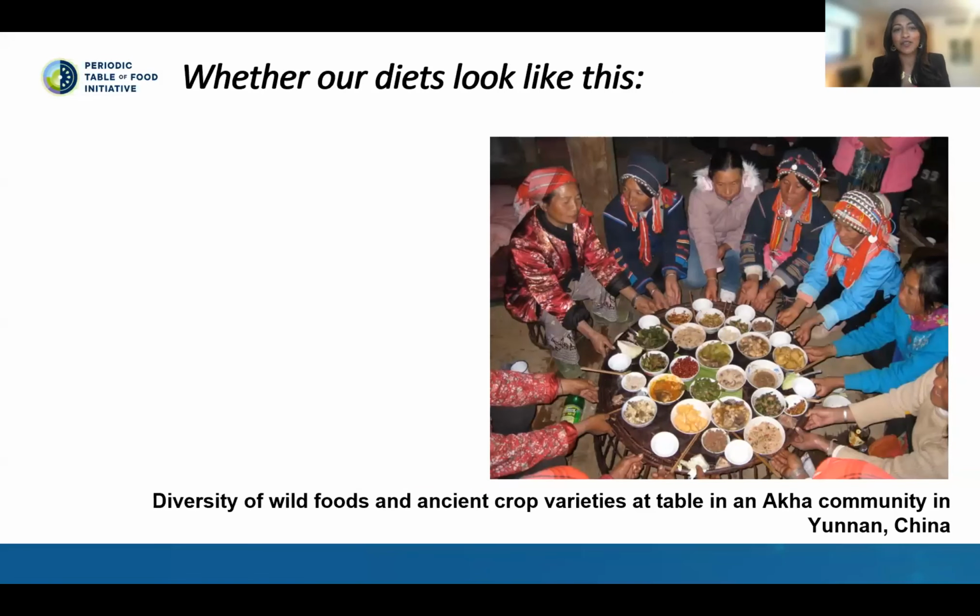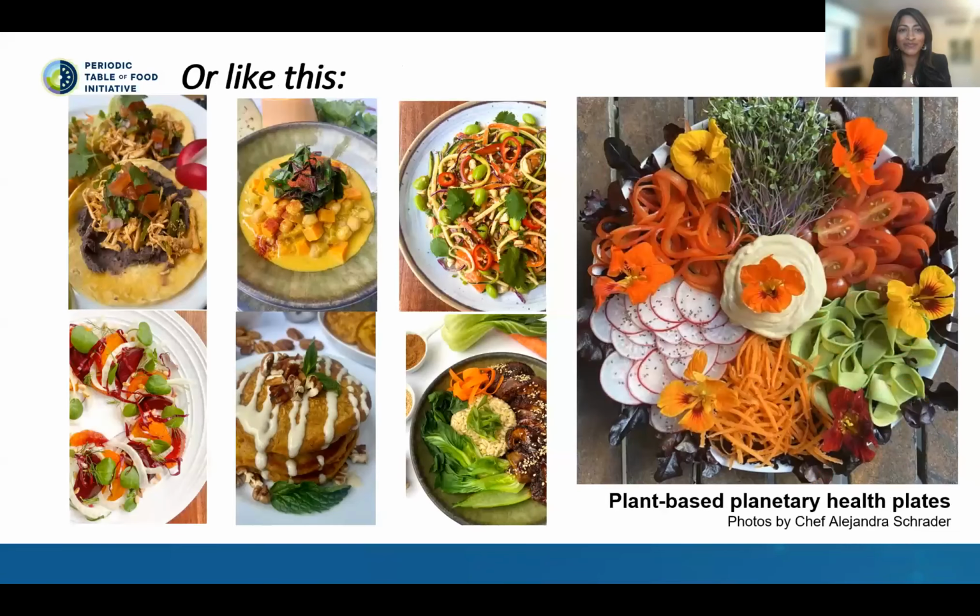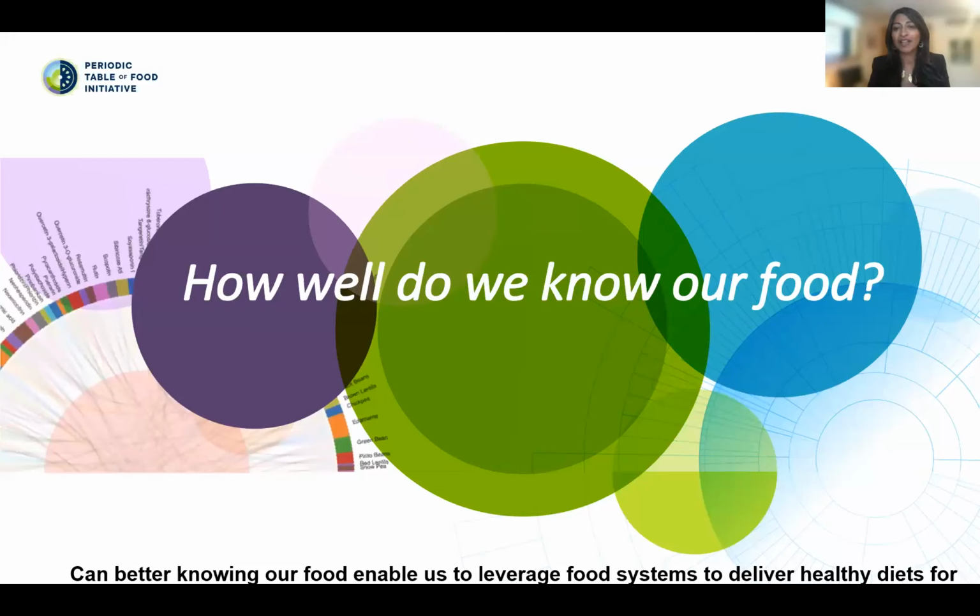And so whether our diets look like this, a diversity of wild foods and ancient crop varieties at a table in an Aka community in the uplands of Yunnan province in China, or our diets look like this: plant-based planetary health plates. These are recipes designed by Chef Alejandra Schrader. How well do we know our food? How well do we know the components of our diets? And can better knowing our food enable us to leverage food systems to deliver healthy food for both people and the planet?